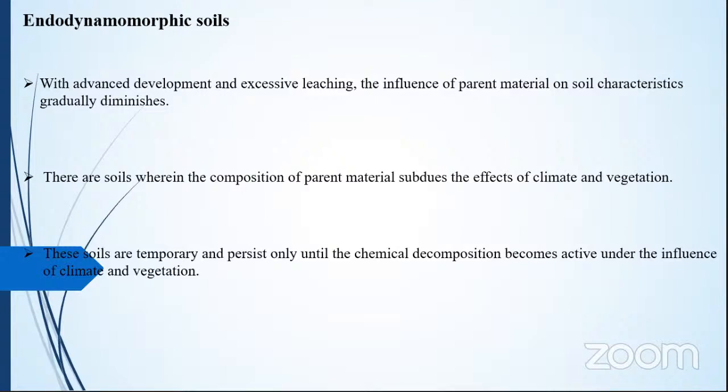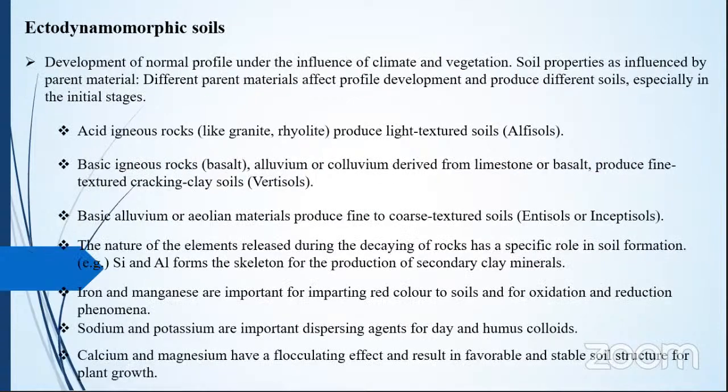So these are called endodynamomorphic soils in the case of parent material. Another type is called ectodynamomorphic soils. It is quite the complete opposite of endodynamomorphic. There is natural development of a normal profile under the influence of climate and vegetation, with soil properties influenced by the parent material. After weathering and soil forming factors, a soil profile develops, which is completely influenced by the parent material. Even the characteristics are completely represented by the parent material, especially in the initial stage.